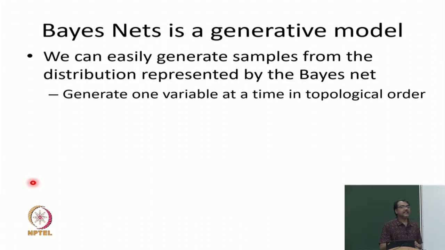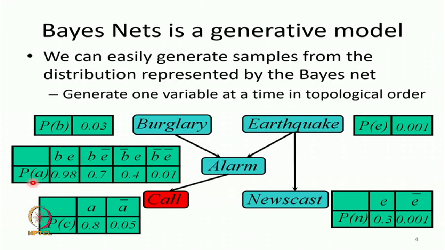You can easily, in fact extremely easily, generate samples from the distribution represented by the Bayesian network, and a Bayesian network represents a joint distribution, right, always. And what is the algorithm? The algorithm is super simple: generate one variable at a time in topological order. That is it. Let us look at an example.